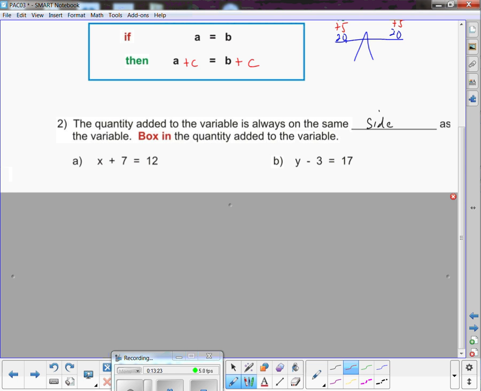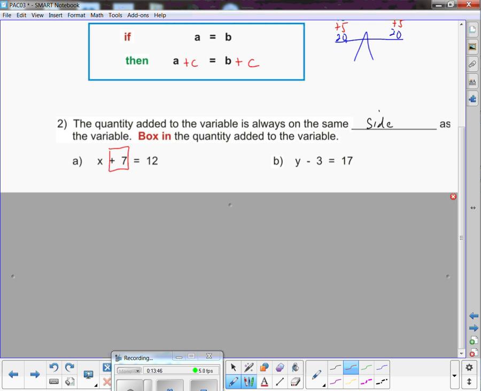So remember, you got a left side, you got a right side. What's added to the variable? And hopefully you boxed in the 7, the positive 7. Now remember, I've taught you from day one, keep the sign with the number. So in reality, if we could move the positive 7 to the other side, the x, the variable, will be all by itself. And that's how we solve, and that's what we're going to end up doing.